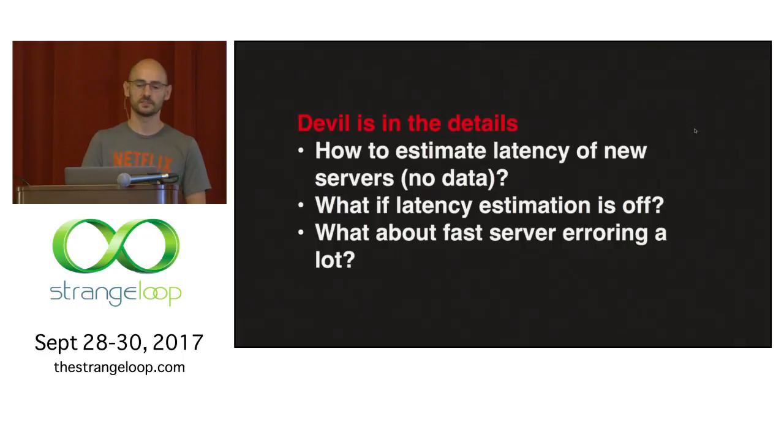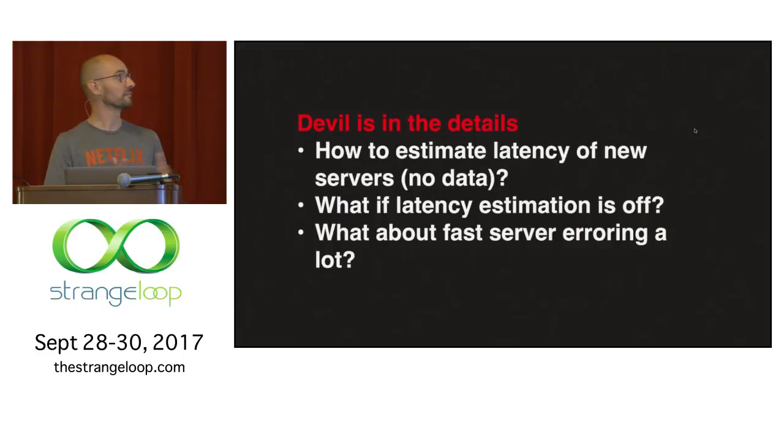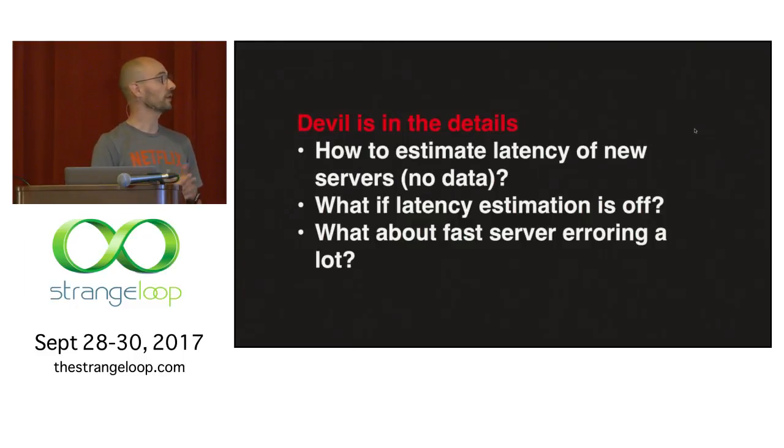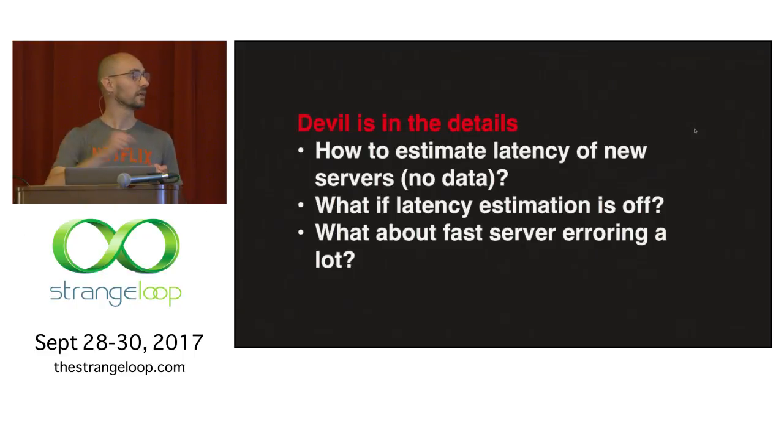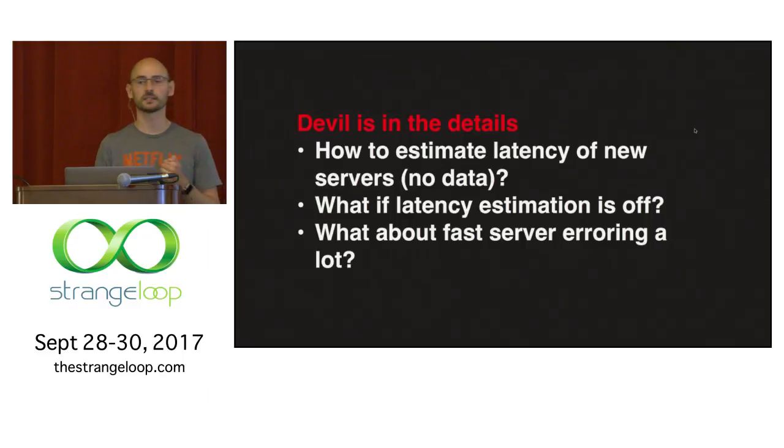But again, the devil's in the details, and there were many things that I never really talked about. One is how to estimate the latency of a new server. I have a set of servers, I bring one new server to the pool, I never talked to that server, I have no idea what its latency characteristic is. How do I basically talk to it? What if the latency estimation is off? Let's say that I bring a cold server to the pool, that server needs 1 minute to be fast. I first estimate the latency, that latency is high. Maybe I will never talk to that server again. And what about servers that are fast because they are dropping most of their requests?